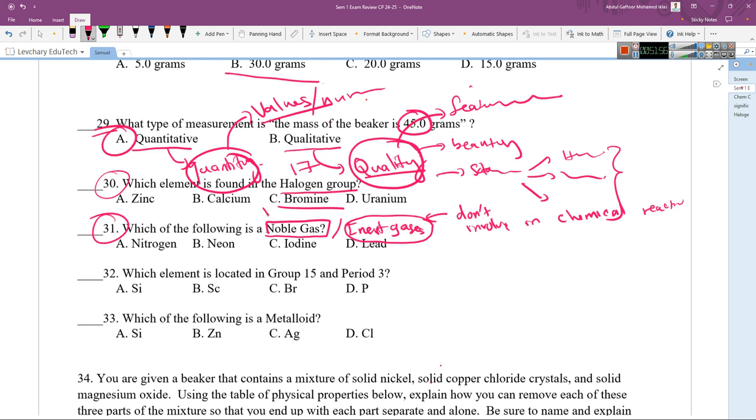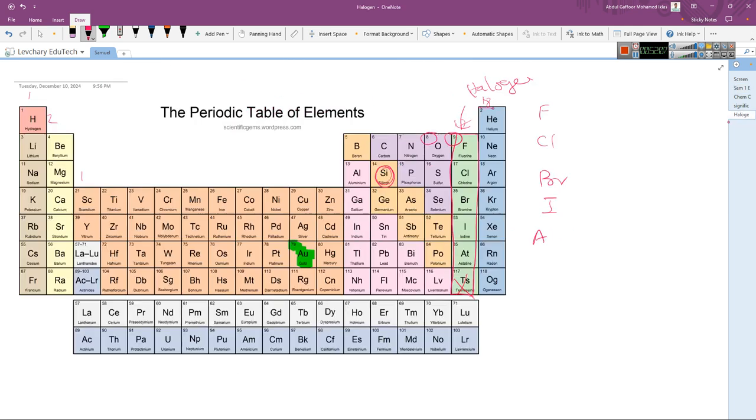Why? Okay, now 18th group elements, right? The last column in the periodic table is called the noble gas group. So here in the periodic table, these are called noble gases. So what's the answer now? These are called noble gases.